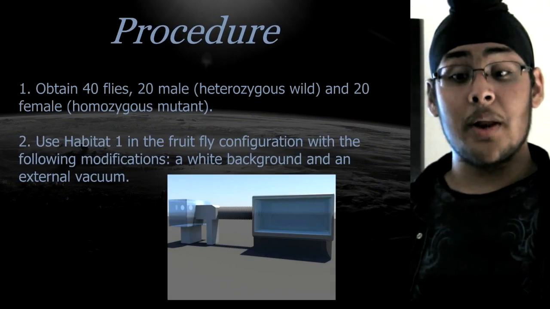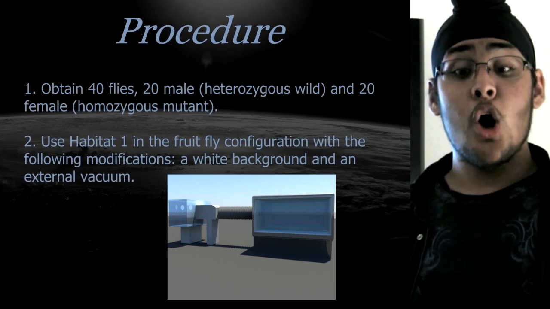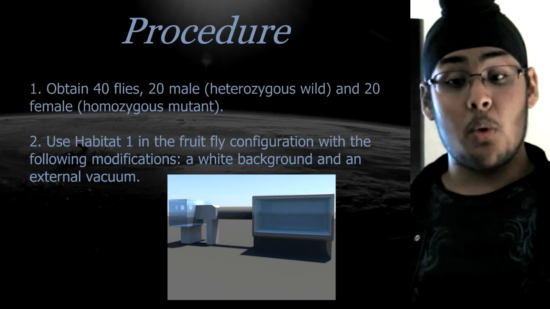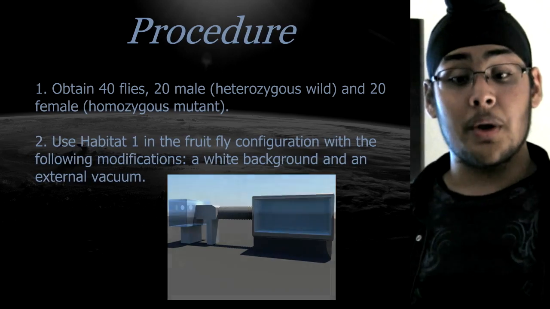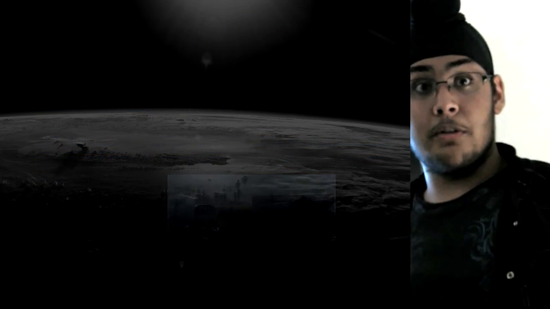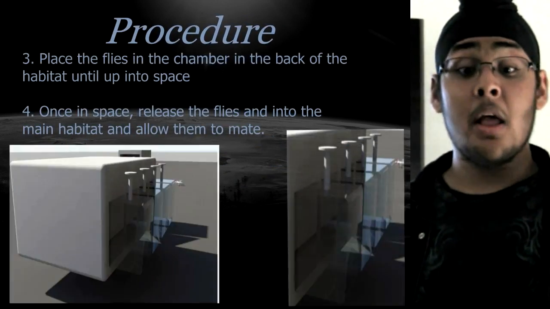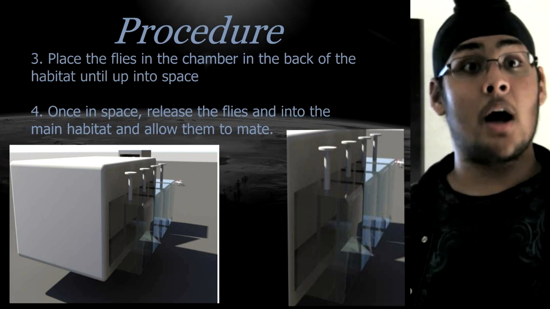Step number 1. Obtain 40 flies, 20 male heterozygous wild type, and 20 female homozygous mutant. Using habitat number 1 in the flute fly configuration with the following modifications: a white background and an external vacuum. Step number 3. Place the flies in the chamber in the back of the habitat up until space.